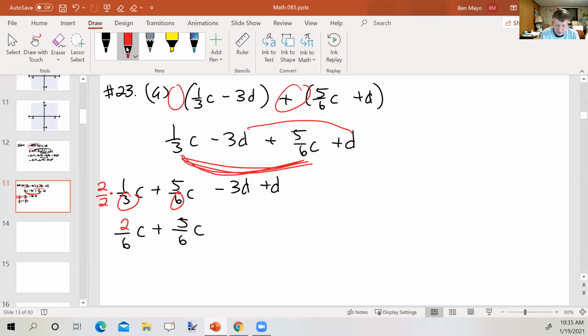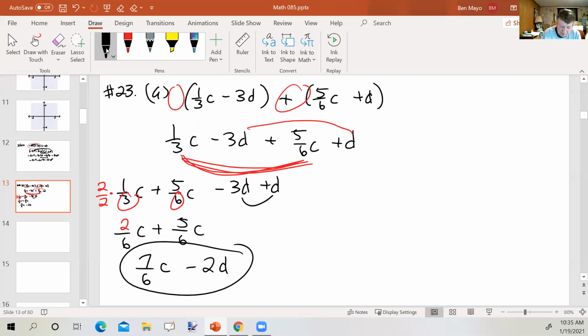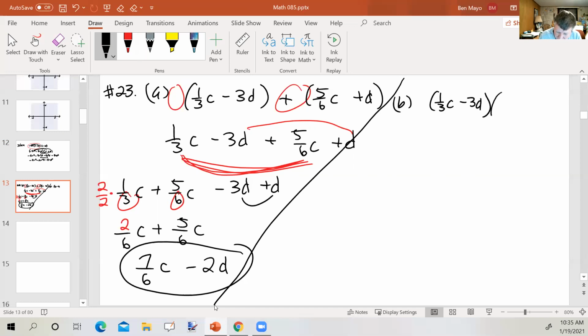Now I have the common denominator and I can add 2/6 plus 5/6, which is 7/6 c. And then minus 3d plus d would be minus 2d. So here is the answer to 23 part A. Let's see if we can fit part B in here. Part B is the same two polynomials, but now instead of adding them, we are going to multiply them.